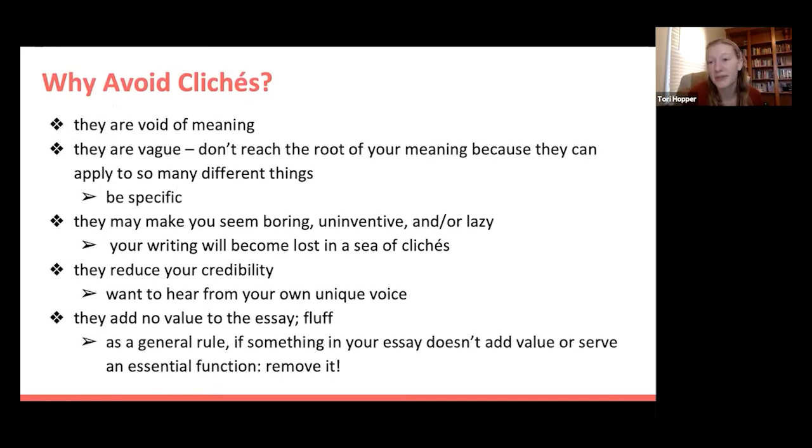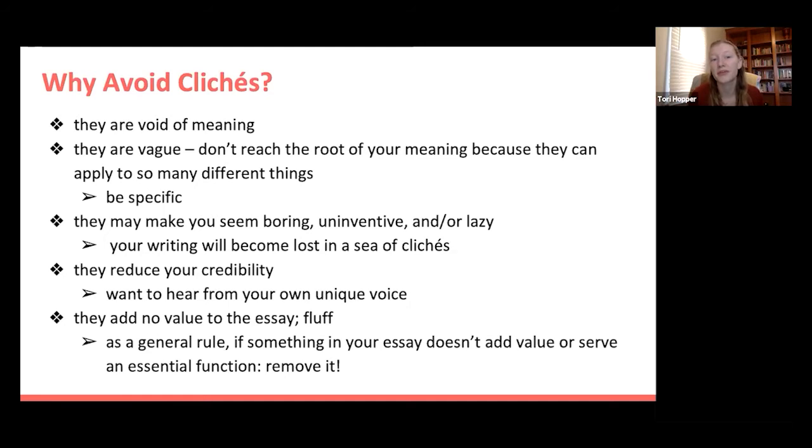So why do we need to avoid these? First, they're void of meaning. So if anything is void of meaning in your writing, that's a good indication that we need to eliminate it. They're also vague, meaning that they don't reach the root of your meaning because they can apply to so many things. Because they're so universal and broad, we don't know how this specific phrase applies to you.